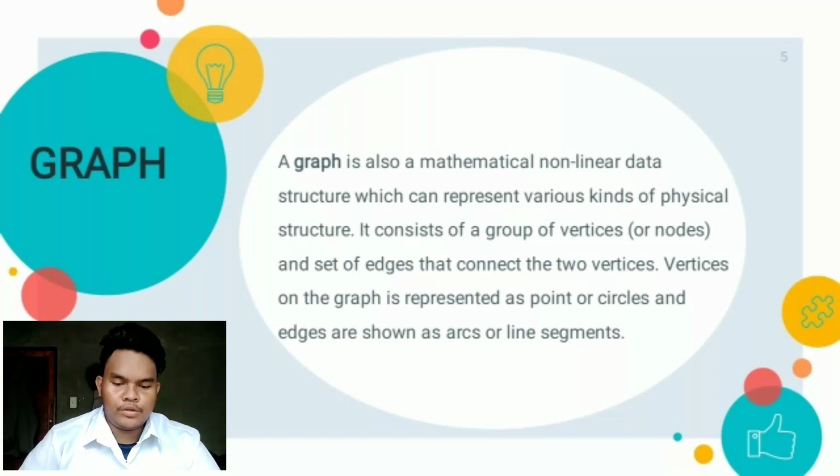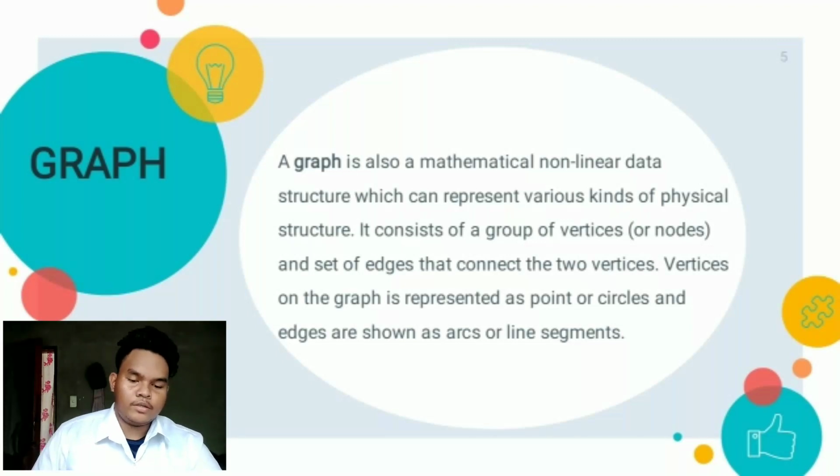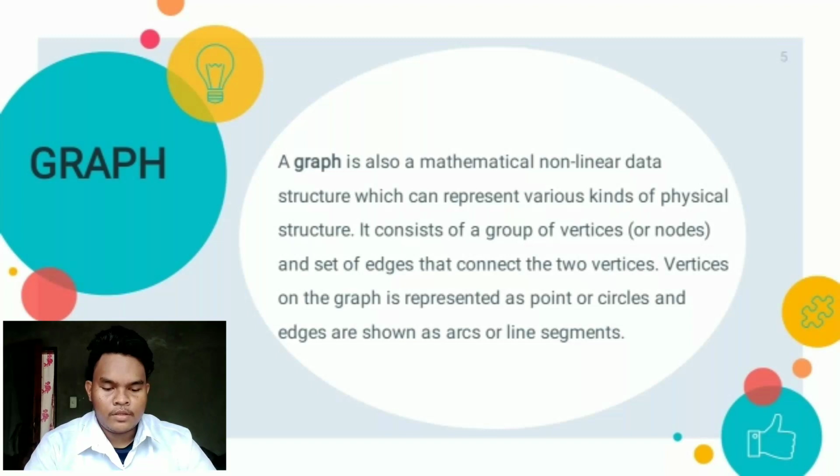Today, I am here to continue the report. So, graph. A graph is also a mathematical nonlinear data structure which can represent various kinds of physical structure. It consists of a group of vertices or nodes, and a set of edges that connect the two vertices. Vertices on a graph are represented as points or circles, and edges are shown as arcs or line segments.